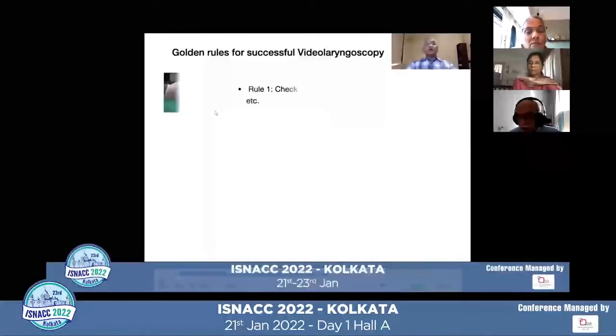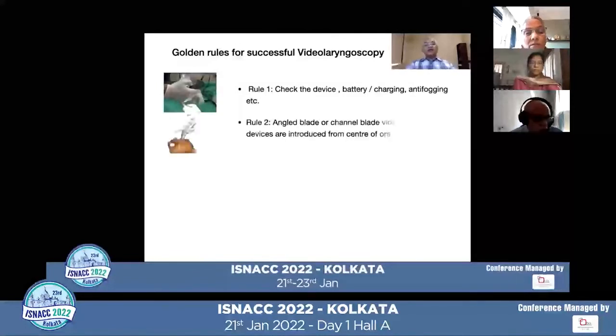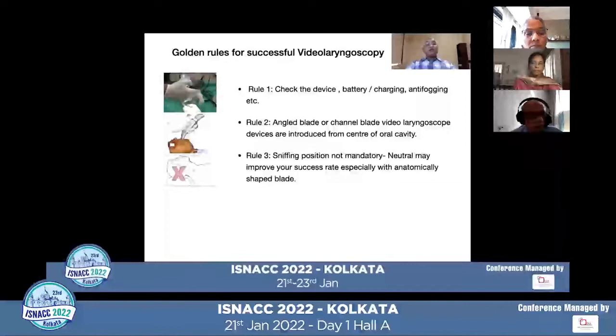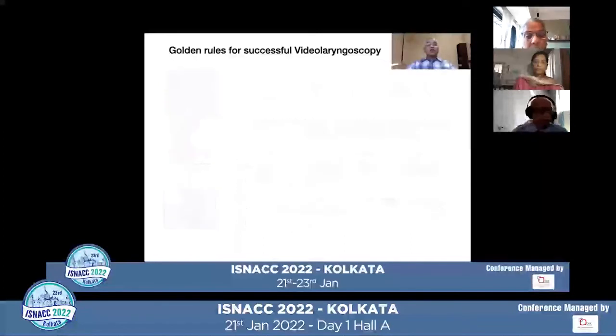So, golden rule for successful video laryngoscopy: you need to check the device, battery, charging, anti-fogging, etc. Angled and channel blade video laryngoscope devices are introduced from the center of the oral cavity. Sniffing position may not be helpful according to one study, which found sniffing position counterproductive in angulated and hyperangulated, the anatomically shaped devices. Always look inside the oral cavity whenever you are introducing either a device or an endotracheal tube, and you should not look only at the screen, which creates a blind spot.